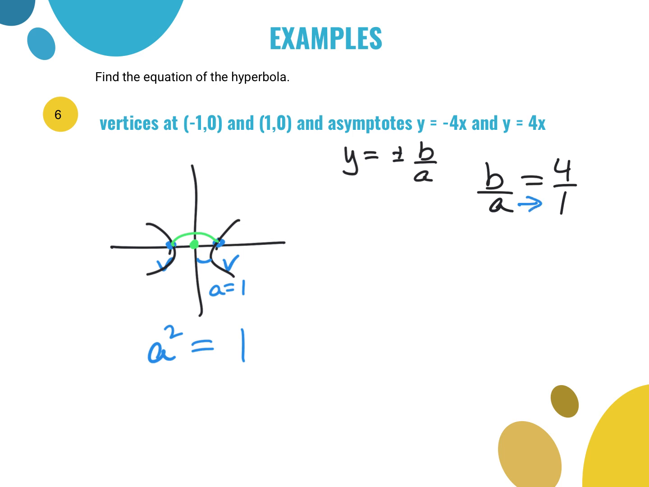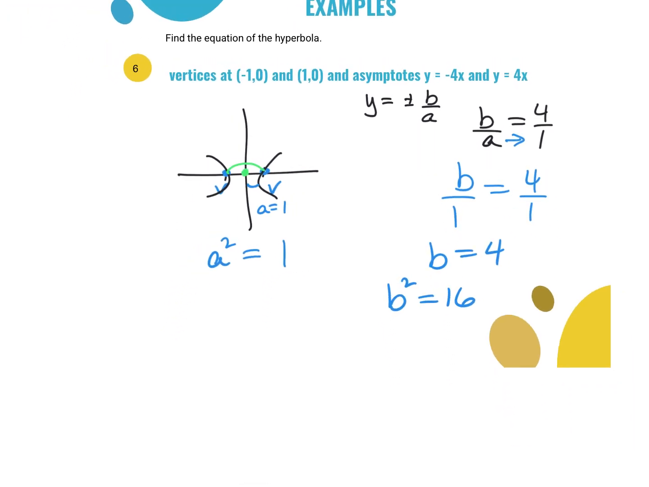So I can go ahead and cross multiply here. And since a equals 1, I could put b over 1 equals 4 over 1, which is going to show me that b is equal to 4. And then b squared is going to equal 16. So now let me fill in. Since it was touching the x-axis, or it's horizontal, I'm doing x squared over a squared minus y squared over b squared equals 1.